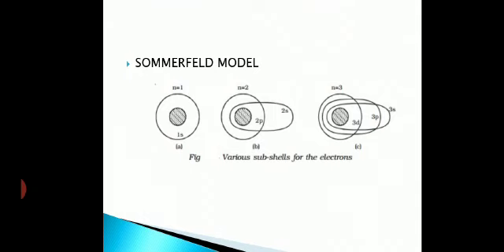Similarly, for n is equal to 3, L has 3 values: 0, 1 and 2. Three permissible subshells are there.